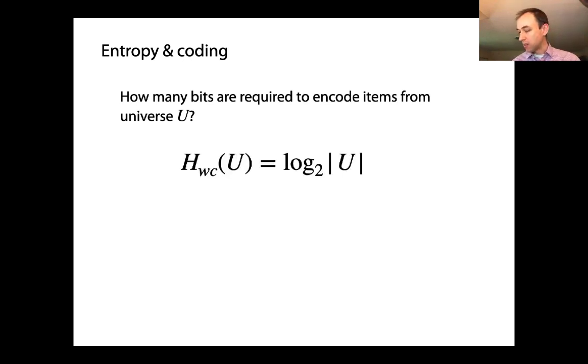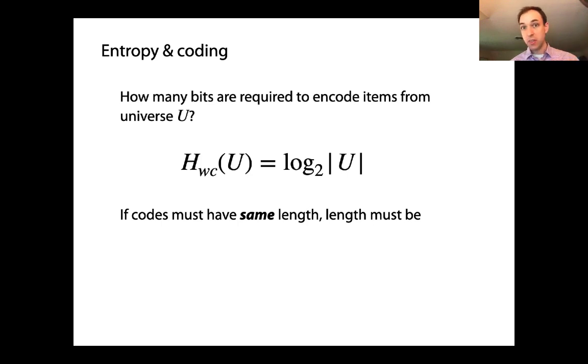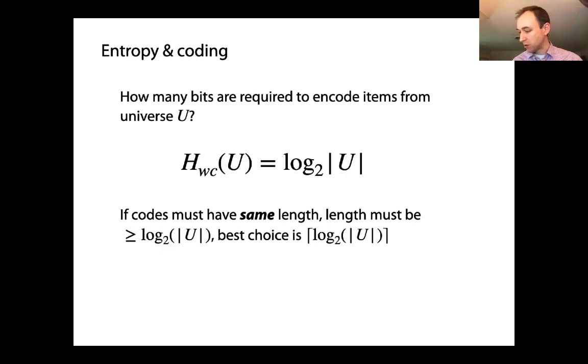And if we just write down log base 2 of the size of the universe, this corresponds to an idea called the worst case entropy of a set. The worst case entropy of a set is the log base 2 of the size of the set. Okay? And what this says about the code words is that if the codes all have to be the same length, then the length you should pick would be this, but rounded up to the nearest integer. In the case of the playing cards, that would be 6.